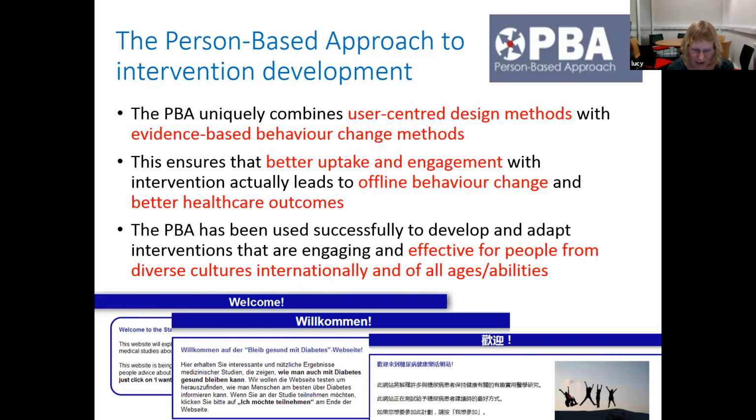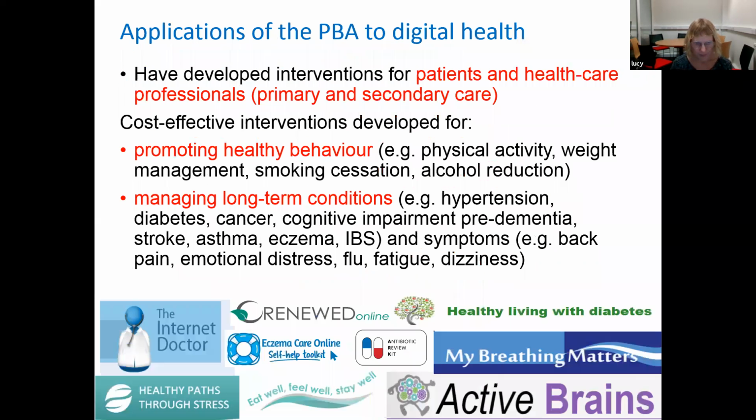And by now, we have used this approach not just in the UK, but as you'll see from the bottom of this slide, we actually have done international studies where we've developed interventions. In this case, it was across Europe and also in Taiwan, so that's why you've got Mandarin at the bottom there. And we've shown that our interventions work internationally for diverse cultures and also for all ages and abilities. And again, I'll hope to illustrate that as I go along.